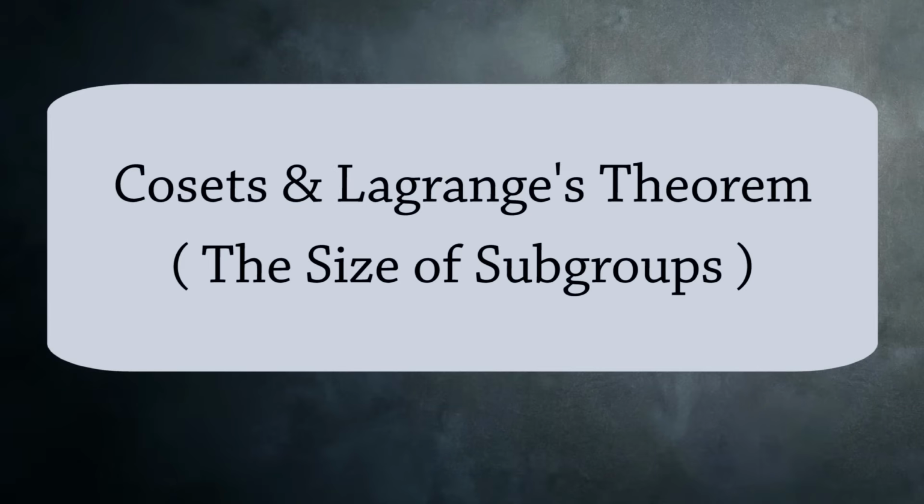By using objects called cosets, we can create a simple rule that dramatically narrows down the possible list of subgroups. This result is called Lagrange's theorem. Today, we will prove this theorem and show how useful it can be. Quick note, for the rest of this video, we will only be talking about finite groups.